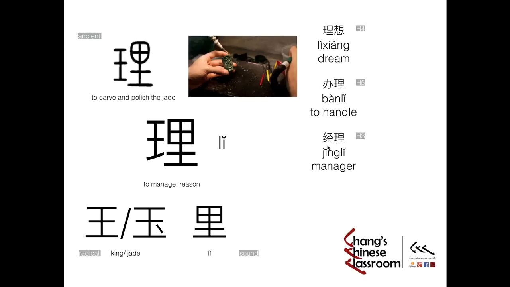And 经 actually means to go through, and 理 means to manage. And we use these two actions to refer to the person who's normally doing this action, the manager. And 理发 literally means to manage your hair. That means to do the haircut.